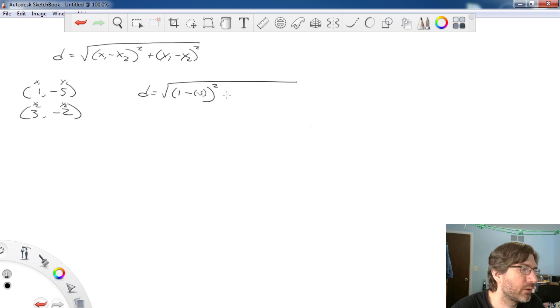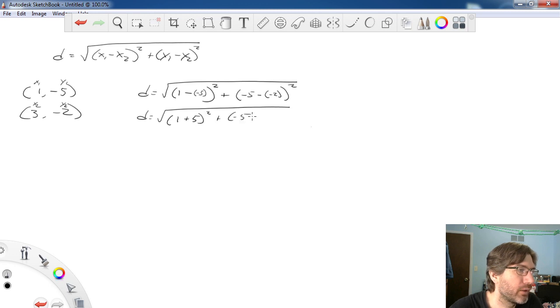That all gets squared, plus y1 is negative 5, so watch that, and y2 is negative 2. So minus negative 2. Again, I'm putting that in parentheses to keep your signs up. I'm going to clean up the signs now, though. You'll note that these two become plus, these two also become plus, so you're going to get distance equals the square root of 1 plus 5 squared plus negative 5 plus 2 squared.